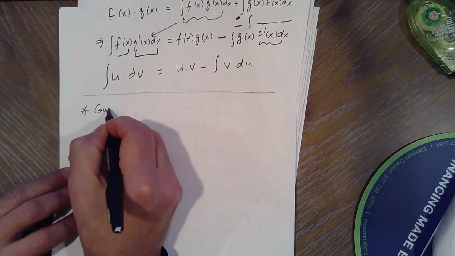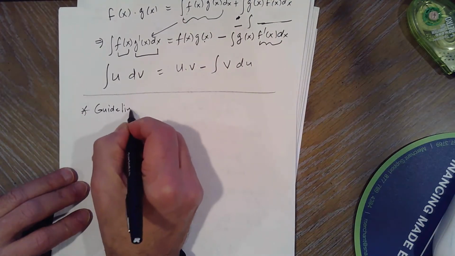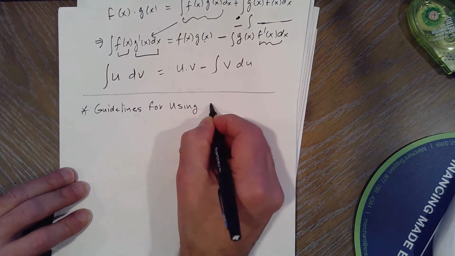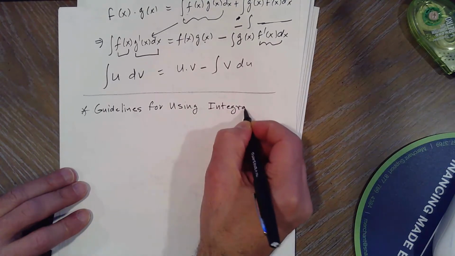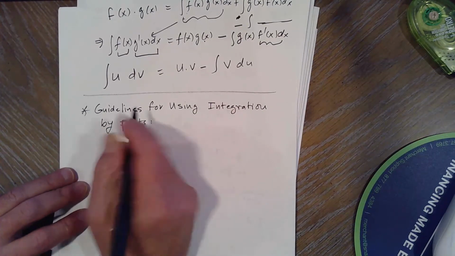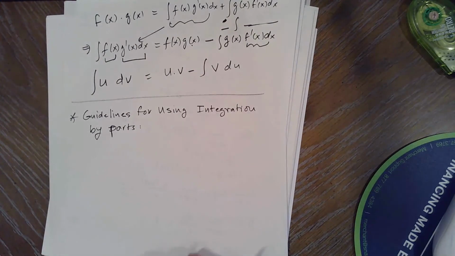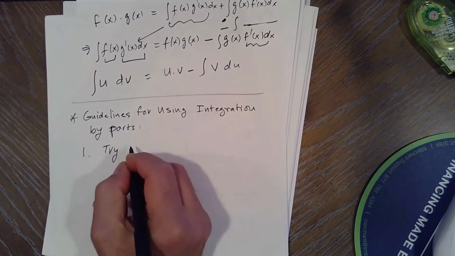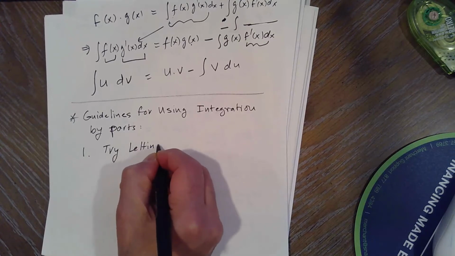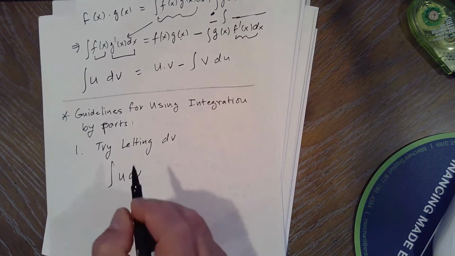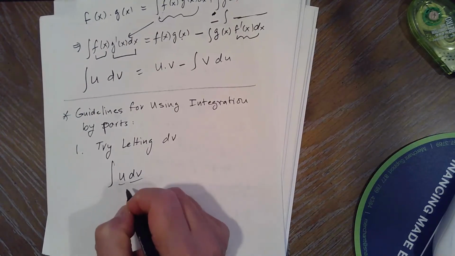So guidelines for using integration by parts. Remember, we think about integration by parts if all the rules that we know fail, okay? So the first thing we want to do is try, again, this is all in your notes, but I'll write it down, it's not too much. Try letting dv, so remember we're trying to do integral u dv, so we want to let u equal something and dv equals something else.